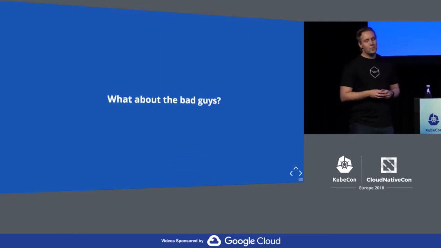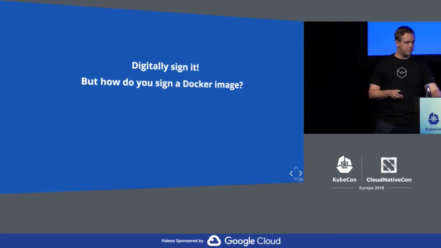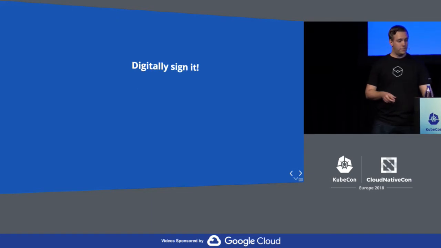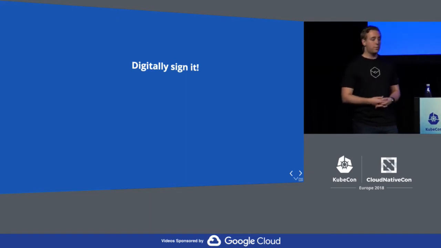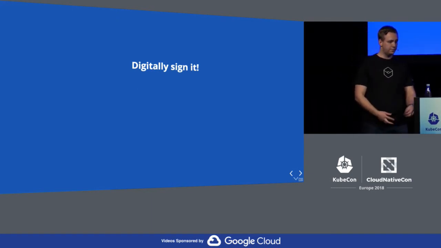Okay. What about the bad guys as well? If you have malicious third parties that get access to your container registry, how can you protect against them being able to replace your production app code with something nasty? The answer to that is to digitally sign it. Trusted digital content's a solved problem. You use a digital signature.